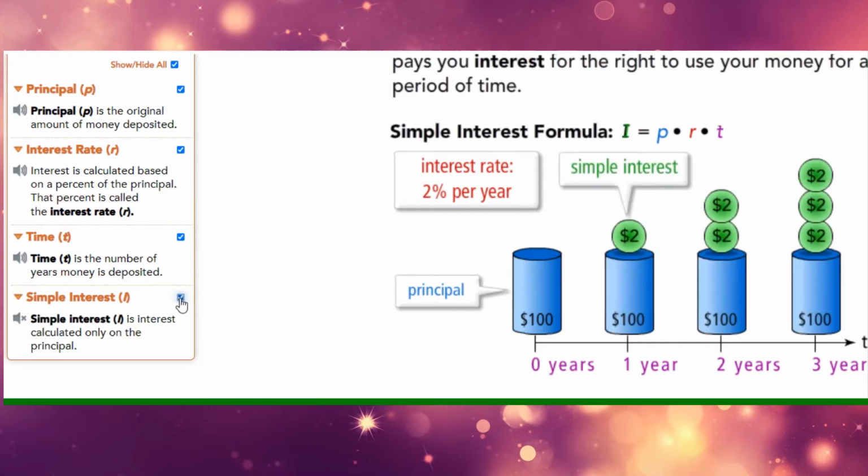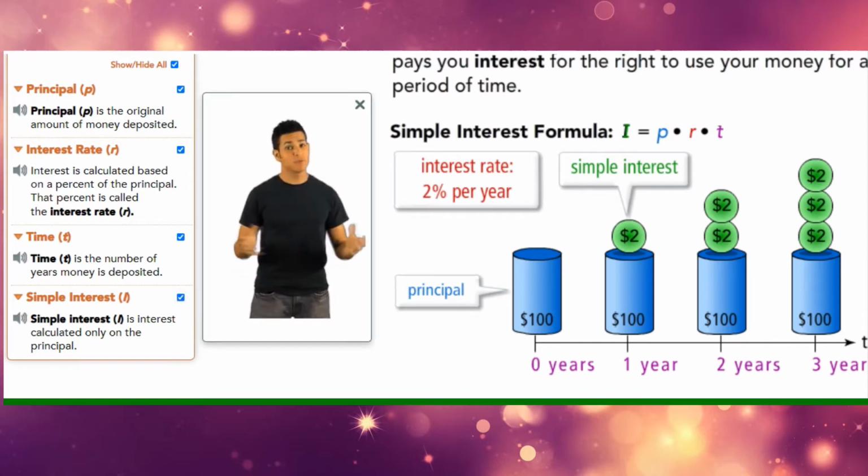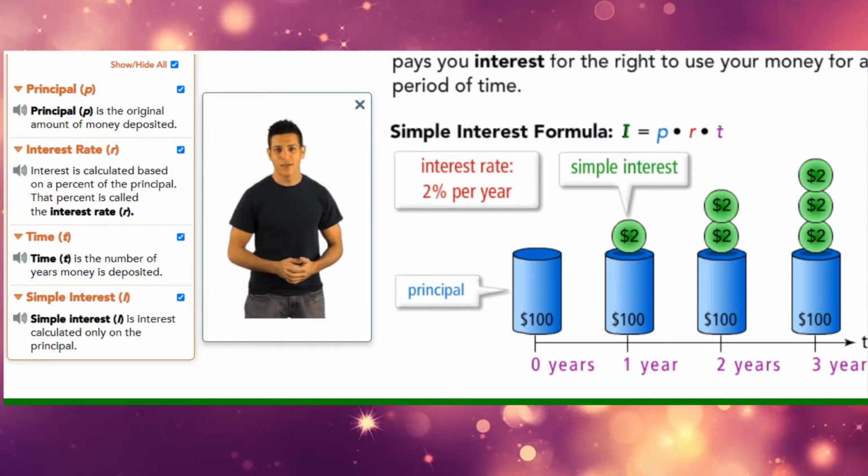Simple interest, I, is interest calculated only on the principal. The fact that simple interest is based on principal makes it quite simple to calculate because you accumulate the same amount every year. That's really simple.